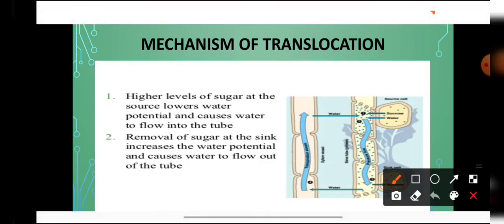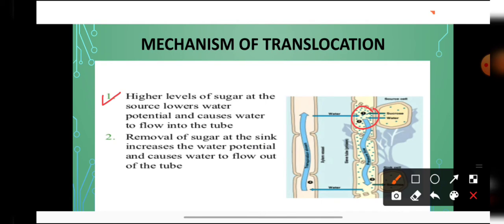Now what is the mechanism of translocation? How does translocation take place? We all know that food is manufactured in the green leaves. So there is a high level of sugar at the source, which will lower the water potential and it will cause movement of water, or flow of water, into the tube. So leaves are manufacturing their food. Because of the accumulation of the solute particles, there is lowering of water potential. So water will enter into the phloem part from the xylem.